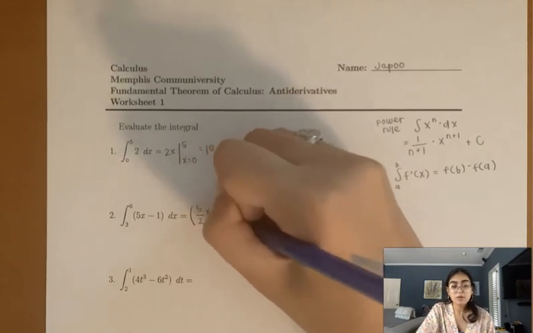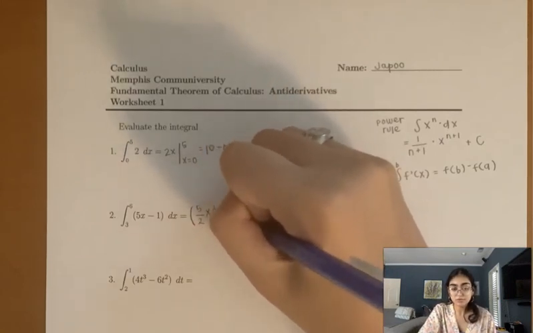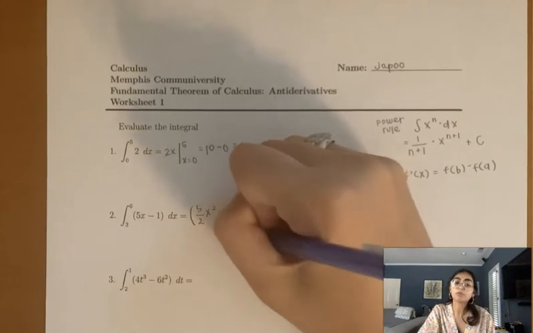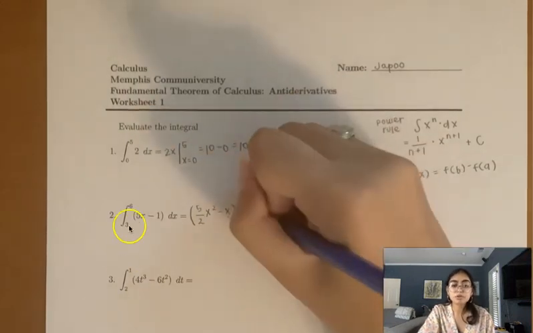So in our integrand function, we have 5x minus 1, right? So what we're going to do is add 1 to the exponent of x. So that's 1 plus 1, 2. So our new exponent for x is going to be 2. And then we're going to divide that expression by 2. So we now get 5 halves times x squared.